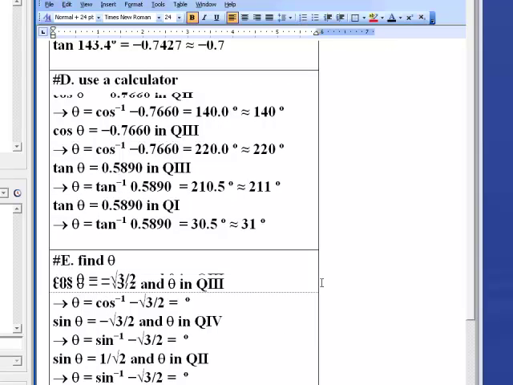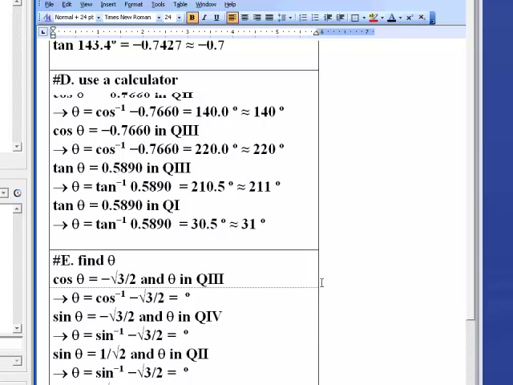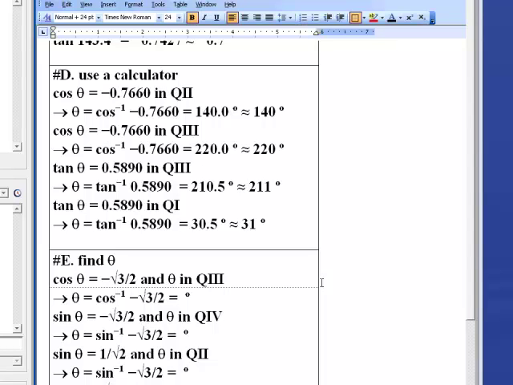Find theta, and apparently we are given the exact values, so we should be able to do this in our heads. Cosine of theta equals negative square root of 3 over 2, which means the reference angle would come out to 30 degrees. So reference angle is 30 degrees. We're in quadrant 3, so we come up with 210 degrees.